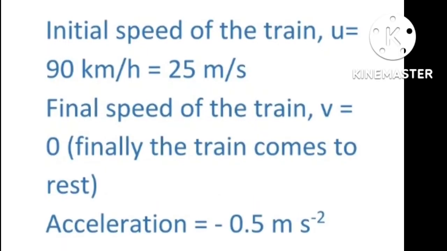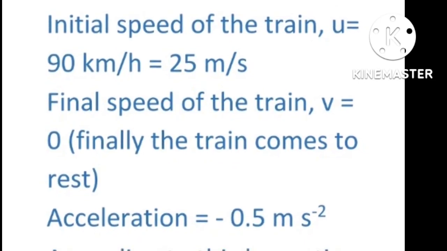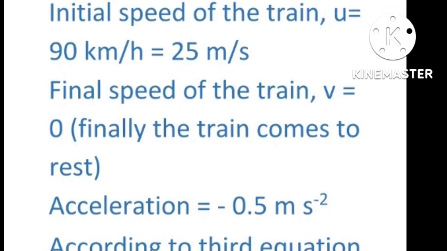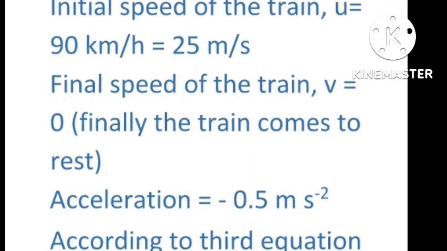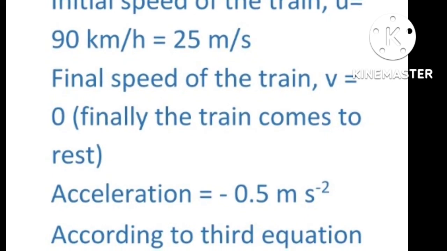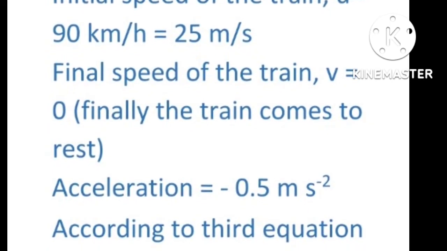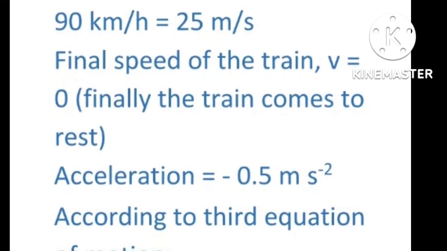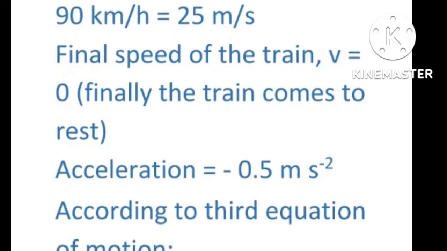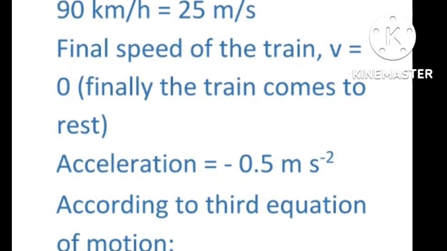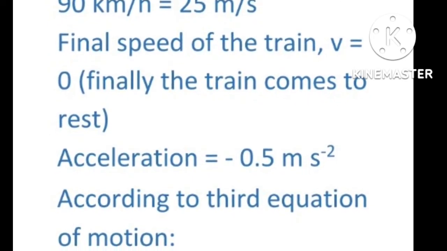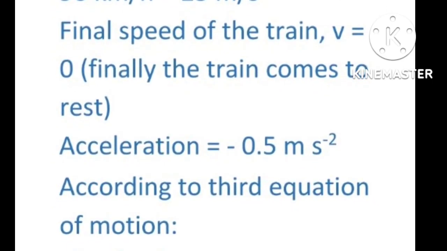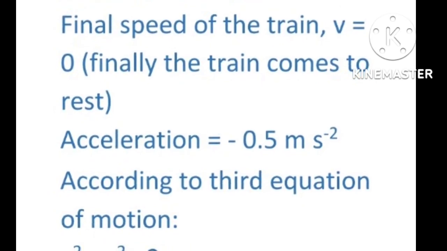Okay, that is u equal to 90 km per hour. How are we getting that 25 meter per second? That means we have to convert the kilometer per hour into meter per second. For that we are multiplying 90 with 5 by 18. That will be 90 into 5 by 18, which is equal to 25 meter per second. And the final speed of the train is 0. That means final velocity will be 0 because the train is coming to rest. And the acceleration is given as minus 0.5 meter per second square.